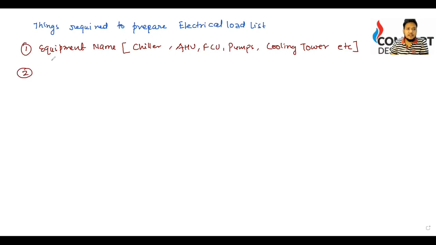The second thing that we must have is equipment tagging. What exactly does tagging mean? Tagging is where we give the equipment number. Suppose there are three chillers, so CH1, CH2, CH3. That is the tagging of the chillers. So, equipment tagging.